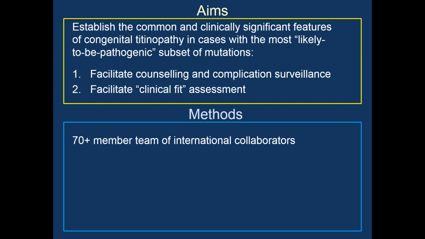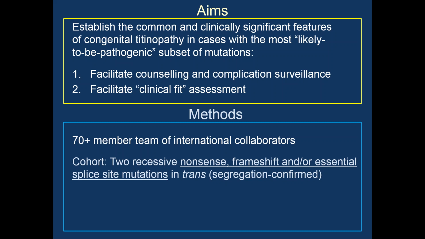And in terms of methods, we had a more than 70 member team of international collaborators. We were very, very lucky with how generous collaborators from around the world were in terms of donating cases to this project. And in the end, I think that paper had 84 authors. And we stuck to cases that had 2 recessives, so each copy of the gene had a change, but we only looked at cases that had 2 nonsense, frameshift or essential splice site mutations in trans.